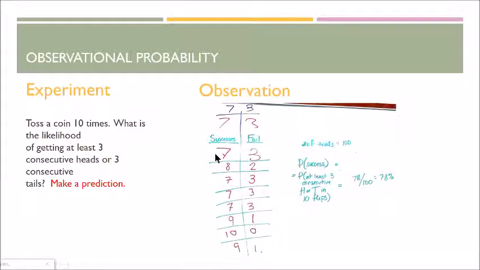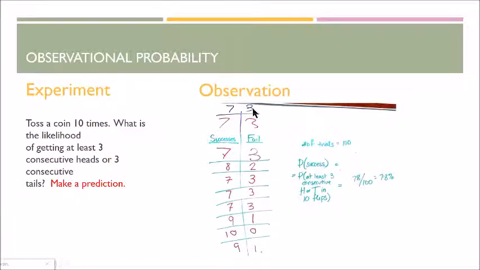For example, let me start here at the top. This one partner flipped their coin 100 times, essentially, like 10 times 10. And 7 of those sets of 10 flips had at least 3 consecutive heads or tails, so we label them as successes. 3 of those did not have at least 3 consecutive heads or tails, so we label them as failures. Hopefully that makes sense, what you're looking at here.